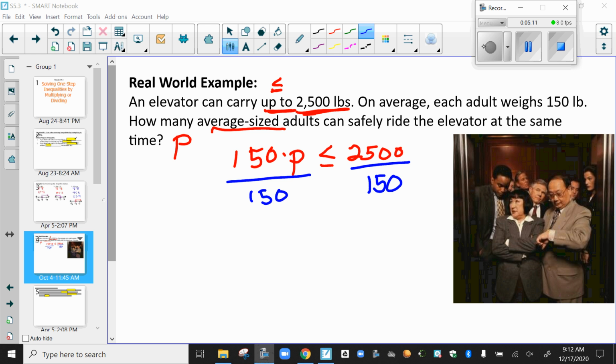If we're talking about real life things like people that you can't cut up, in this example, you're going to go down to the nearest number, right? Can't go up. You might end up with 2,540 pounds, and then it might be unsafe. So we're going to go down. So we're going to say P keeps our sign the same, right? Because we divide by a positive number, is less than or equal to 16 adults.